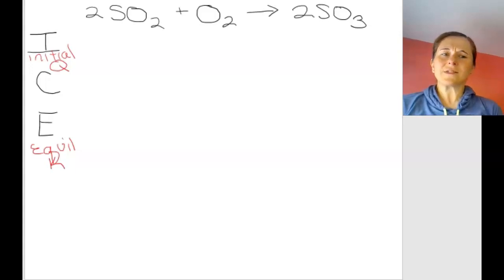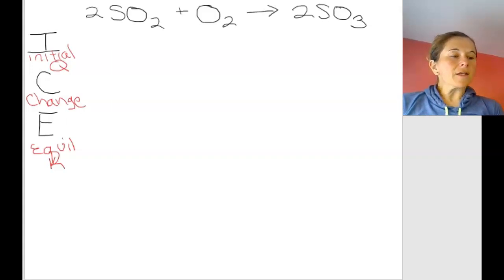Well, what's the C here? So C stands for change. In this row, we're going to write how things are changing to get us from the initial concentrations to the concentrations at equilibrium. Okay, so let's put some information in before we say more here.